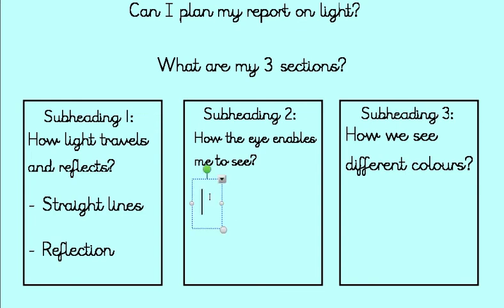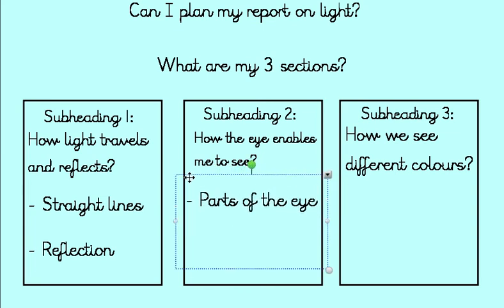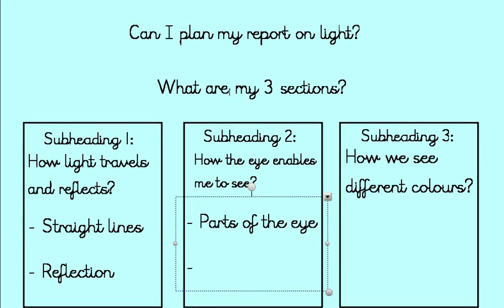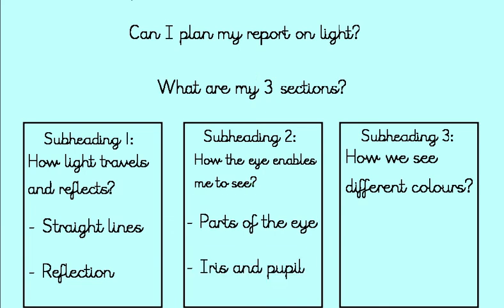In subheading 2, we're going to be looking at different parts of the eye. And then also we're going to be looking at how light goes into the eye. So we're going to be really talking about the iris and the pupil, aren't we? Because those are the big important parts in the eye that help us see. So we're going to be talking about those 2, and I might even highlight that, because that's going to be really important for our learning. So we're going to want to talk about those 2 parts of the eye.